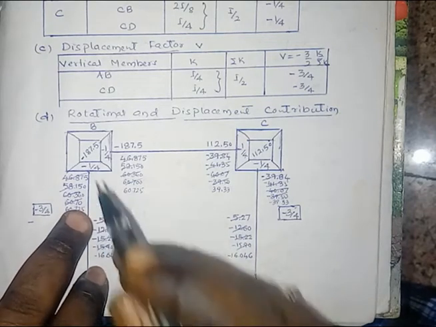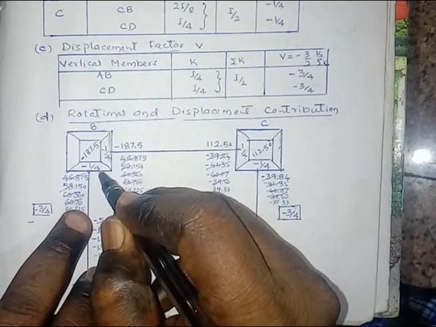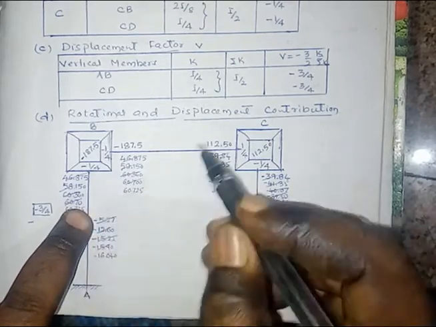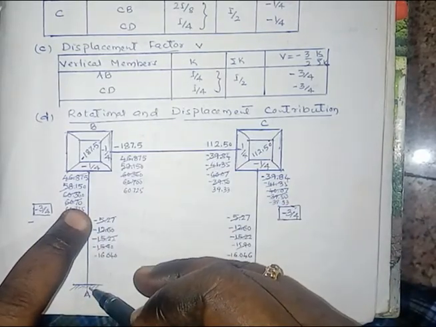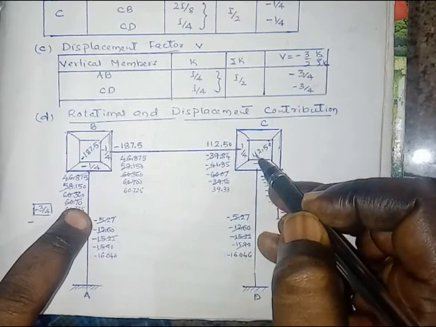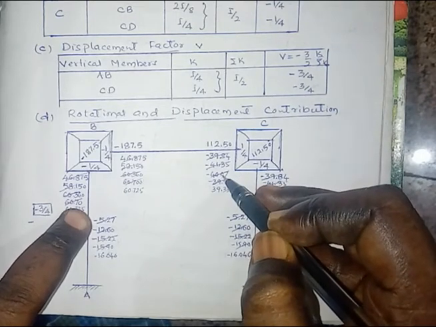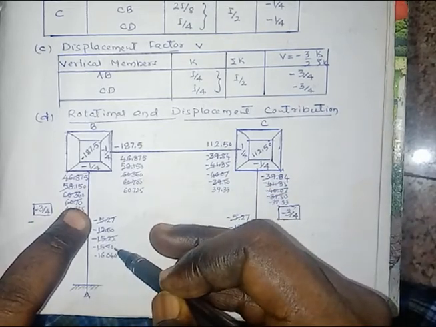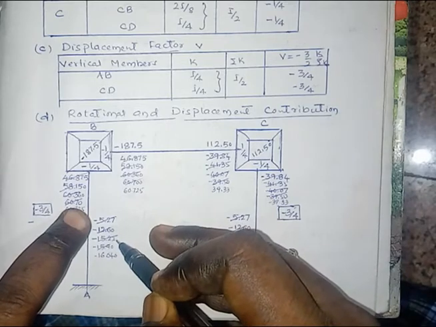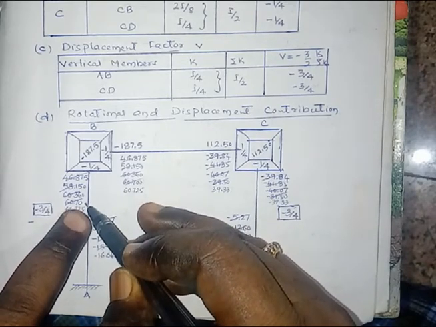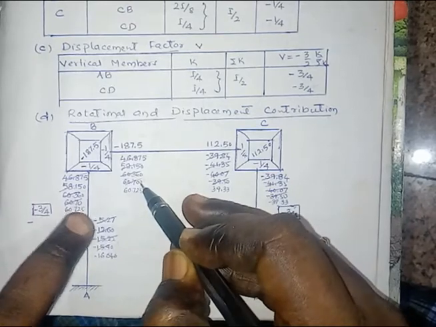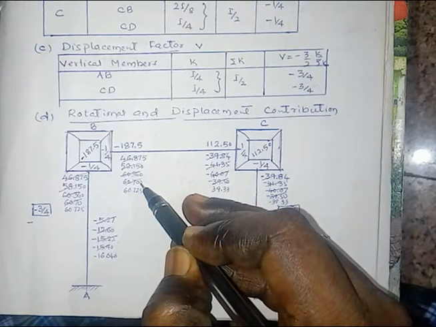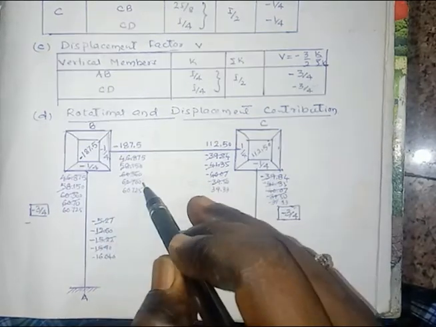Here, for the fourth cycle, the value is minus 1/4 times the rotational factor. Inside the bracket, the sum of the fixed end moments is minus 187.5, plus the far end contribution from A, which is 0, plus the far end contribution from C, that is minus 40.07, plus the displacement contribution, that is minus 15.22. Here you will get 60.70. Similarly, here also the same thing, since the rotational factors are the same for both the horizontal and vertical members, hence this is also the same.